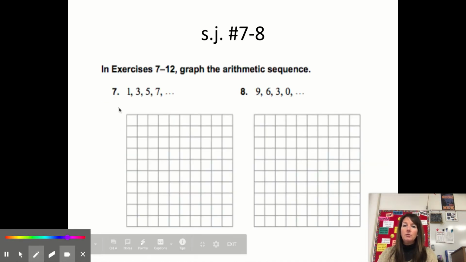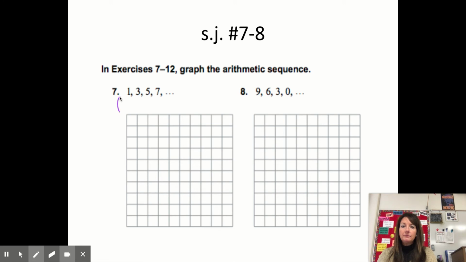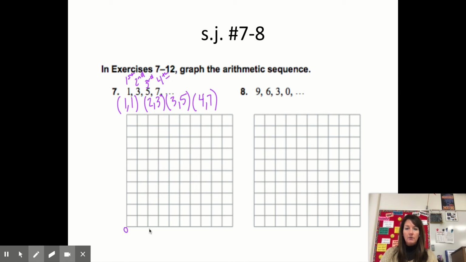So make sure that you are listing. So we have (1, 1), (2, 3), (3, 5), and (4, 7). So remember, this is the first position, second, third, and fourth. So that's how we get the ordered pairs. So if I just want to count by twos, I'll make this 0.